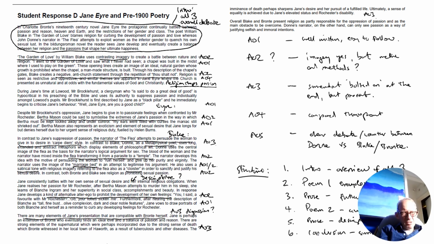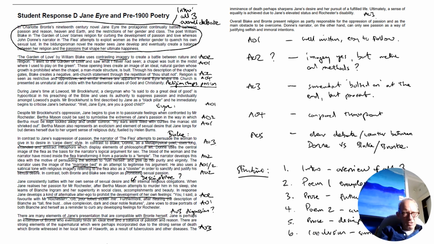In contrast to Jane's suppression of passion, the narrator of The Flea. So we move on to The Flea in this paragraph, given desire in the carpe diem style. Well, that's great. He's a metaphysical, but there's aspects of the cavalier, isn't there, in this poem? So carpe diem, seize the day, is a good thing to bring in. In contrast to Blake, AO4, metaphysical uses long extended abstract metaphors, good, it's AO2, elements of philosophical wit.